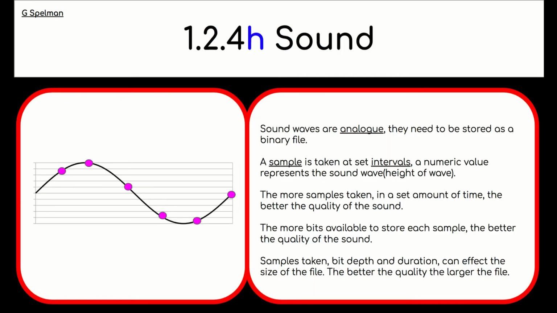So what have we learned? We've learned that sound waves are analog and they need to be stored as a binary file. They need to be digitized. A sample is taken at set intervals. A numeric value represents the sound wave, the height of the wave, for example. The more samples taken in a set amount of time, the better the quality of the sound. The more bits available to store each sample, the better the quality of the sound too. Samples taken, bit depth, and duration can affect the size of the file, and the better the quality, the larger the file.